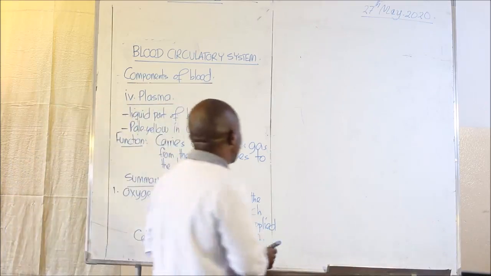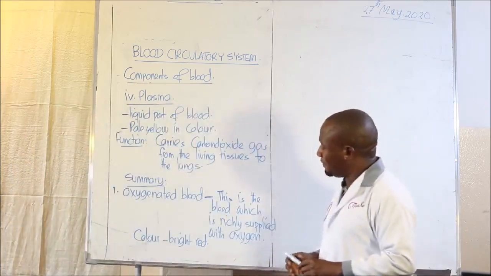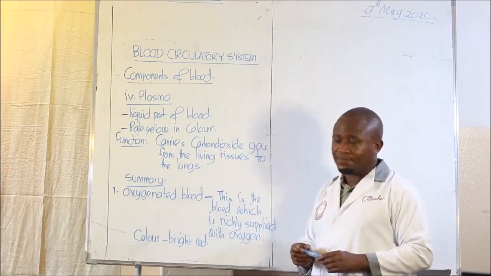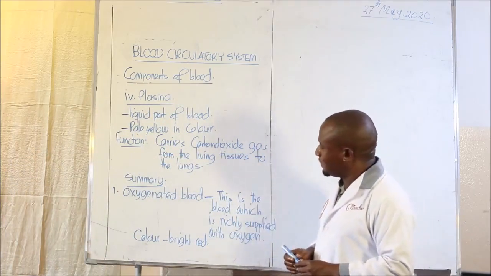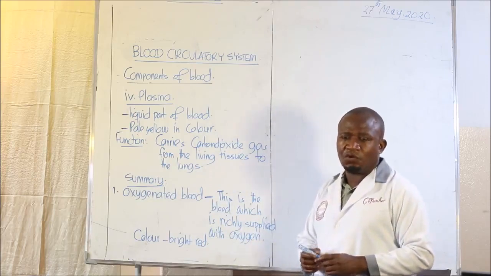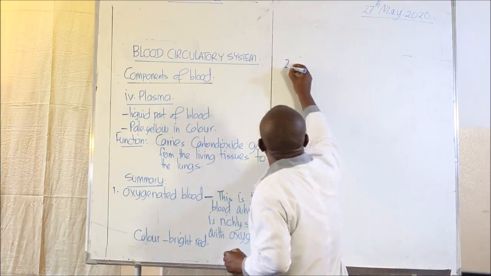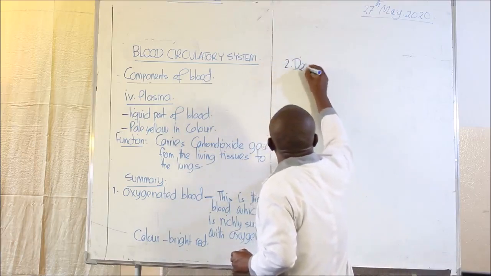Now, on the other side, when blood does not contain oxygen, it has got carbon dioxide, then this blood is not oxygenated anymore. We call it deoxygenated blood. That is point number 2 to remember. Deoxygenated blood.